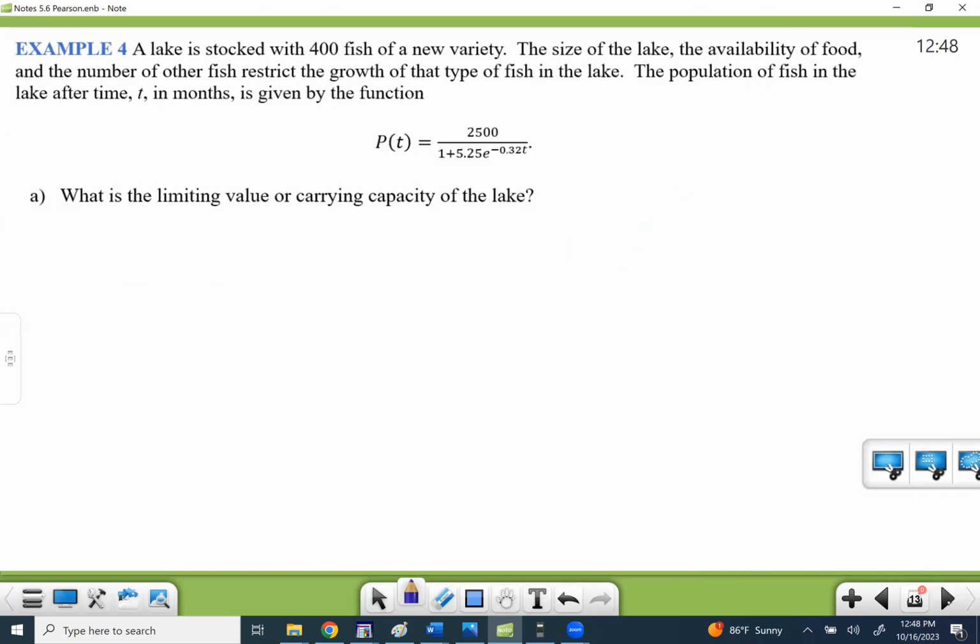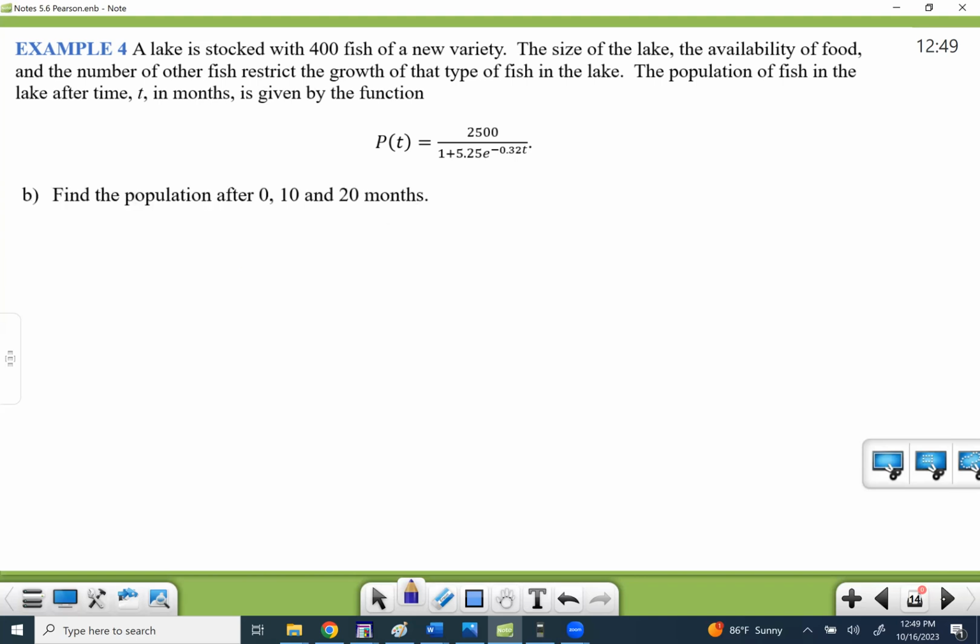A lake is stocked with 400 fish of a new variety. The size of the lake, the availability of food, and the number of other fish restrict the growth of that type of fish in the lake. The population of fish in the lake after time t in months is given by that function. What is the limiting value or carrying capacity of the lake? Well, we said it's this top number, right? So there's going to be 2,500 top possible fish of whatever variety, whatever type we're talking about. They never specified.